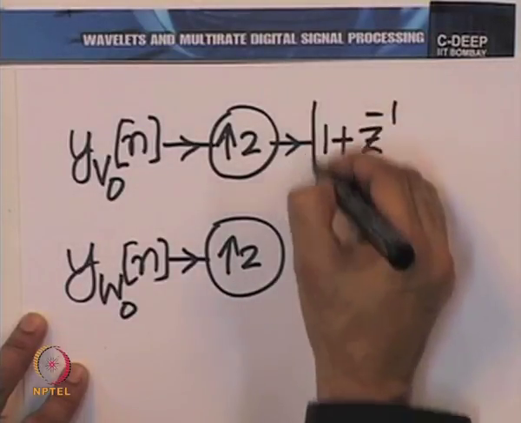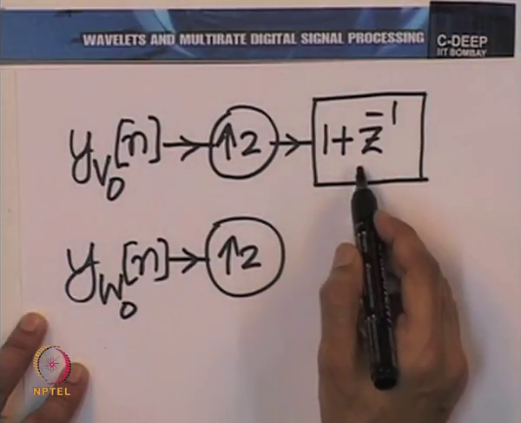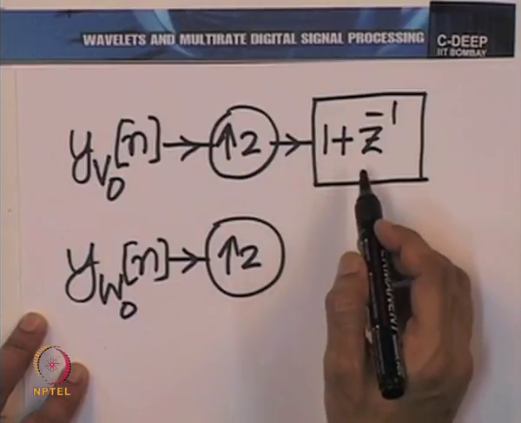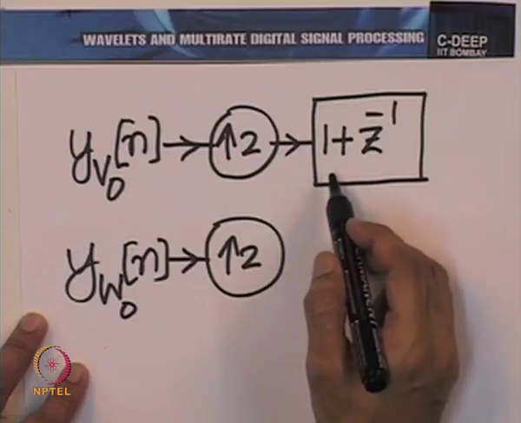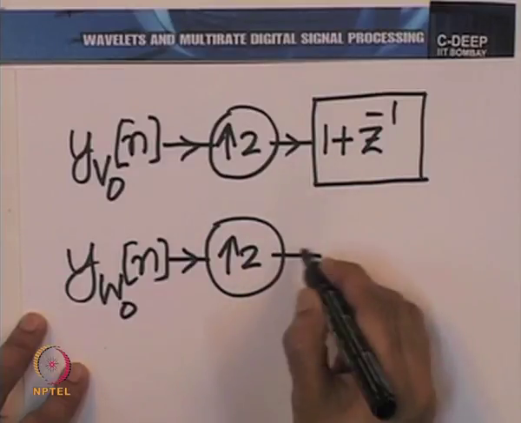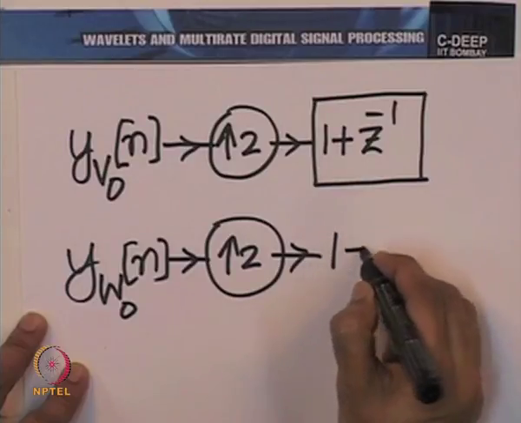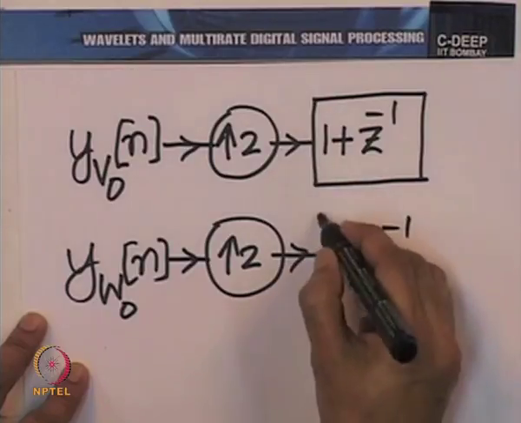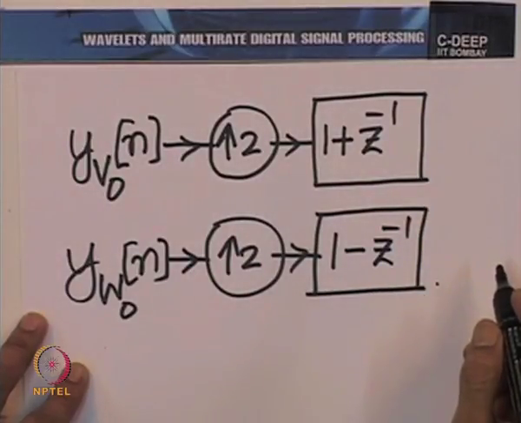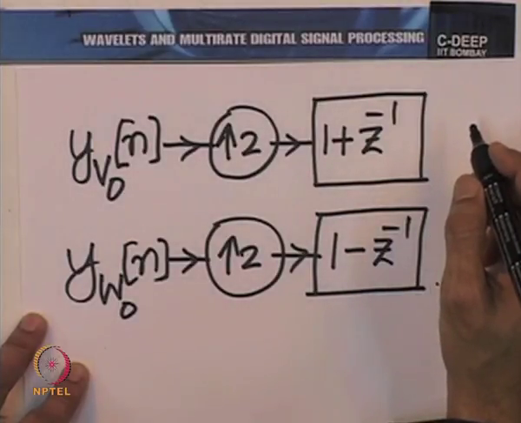Remember, this is the filter where the output B n and the input A n are related according to B n is A n plus A n minus 1. And here I subject this to the action of the filter 1 minus Z inverse. All right.